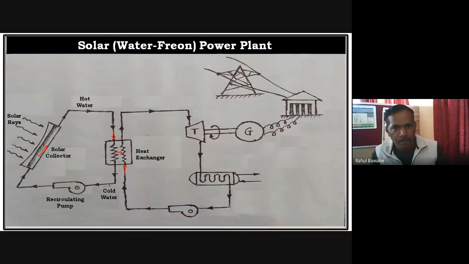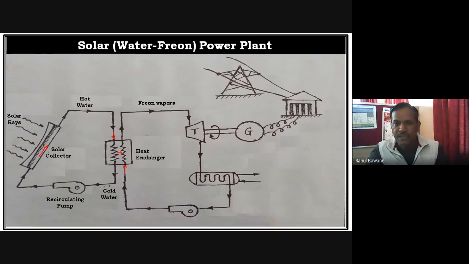Now on the second side, when freon passes through the heat exchanger, it receives heat from the hot water. Freon is a refrigerant which vaporizes at normal room temperature, but when it receives heat from 80 or 90 degree centigrade water, it is converted into very high pressure superheated vapors, so freon vapors.